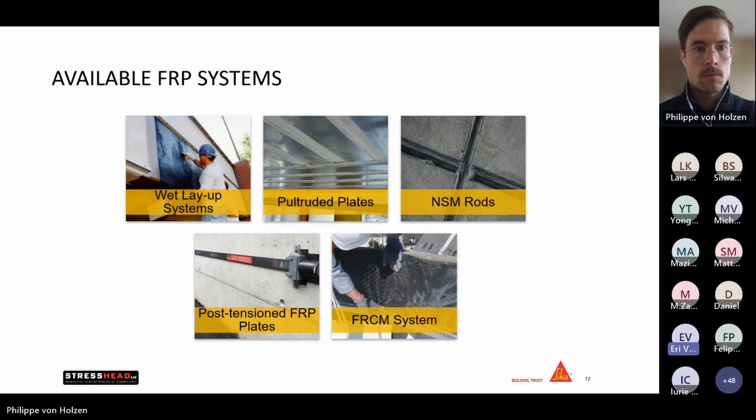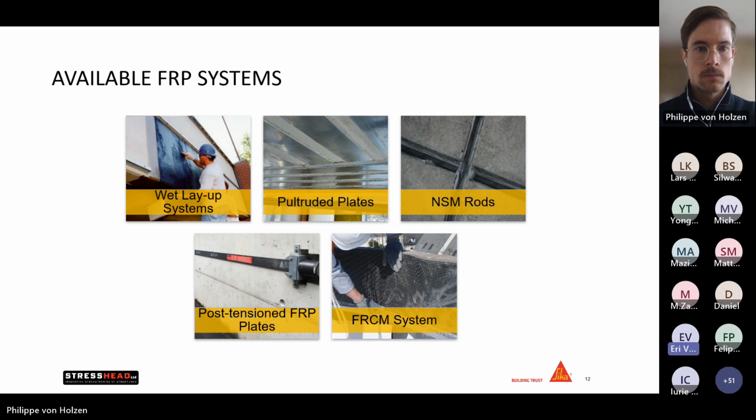Now, the available FRP systems in the market, in general, there's a variety of them, but the main ones that we see are the wet layup systems. This is when you take the carbon fiber or glass fiber fabric and you wet it in the field, and then you install it on a beam, on a column, or what have you. The main advantage to these products is that they are conformable to the structure, right? You can go around corners easily, like U-wraps, for example, for shear strengthening, or around a column easily.